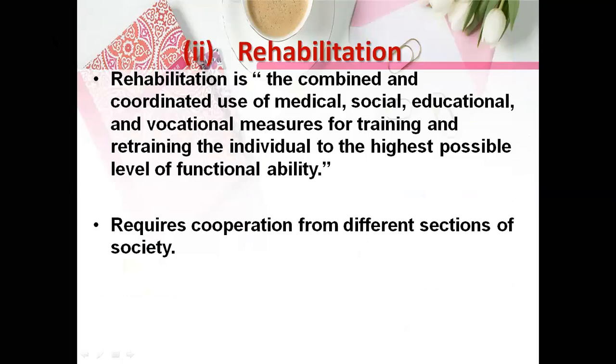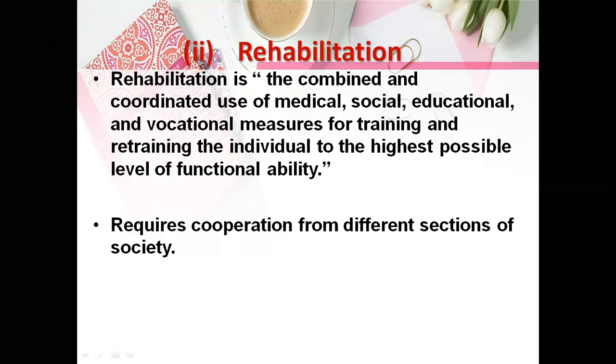Okay, so the next thing is your rehabilitation. Rehabilitation is a combined and coordinated use of medical, social, educational, and vocational measures for training and retraining the individual to the highest possible level of functioning ability. We have different forms. In medical rehabilitation, we help the individual: if she has already lost her leg, we give her an artificial limb. With the help of that, she'll be able to at least do her daily activities again.